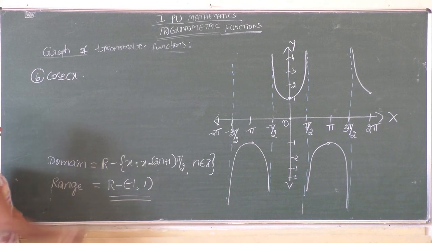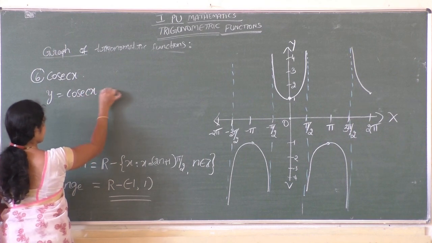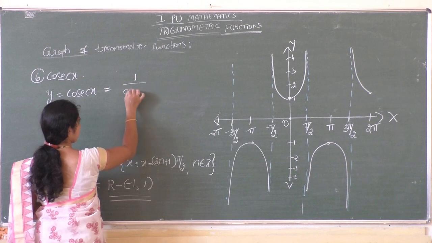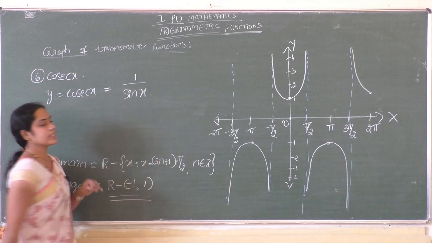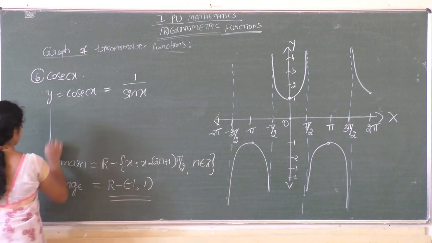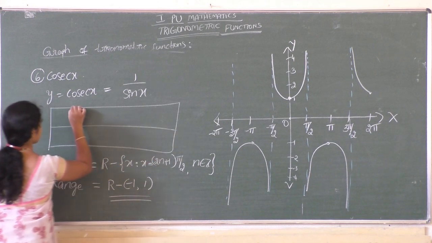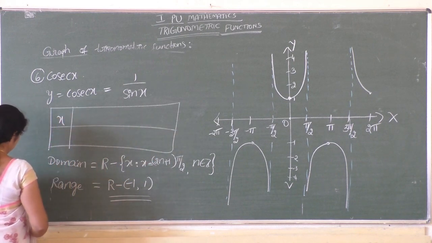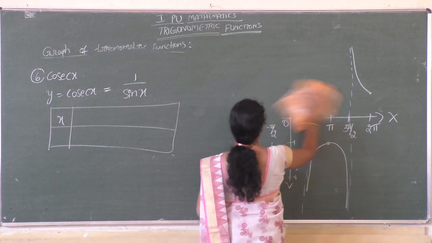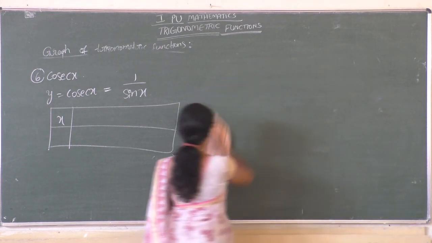Okay, cosecant. Let us make y equal to cosec x. Cosec x can be written as 1 by sin x. Let us write the standard angle values.